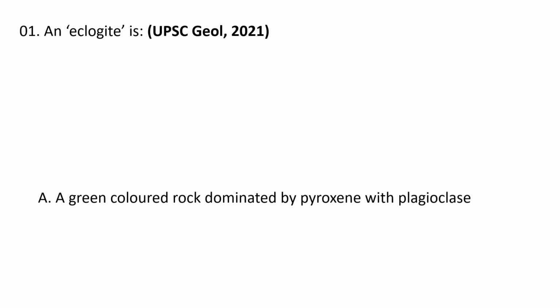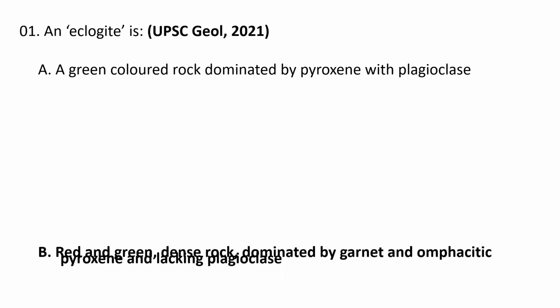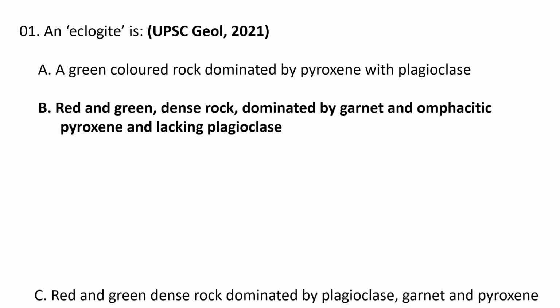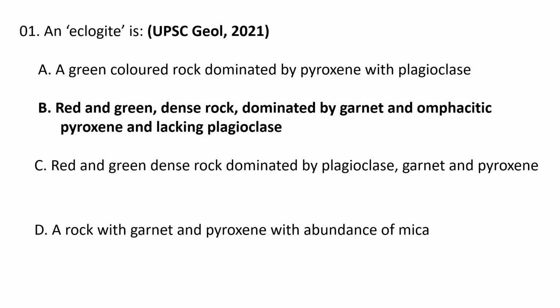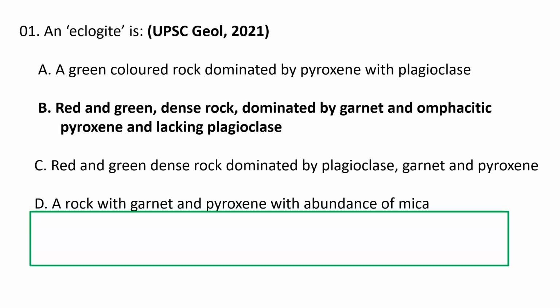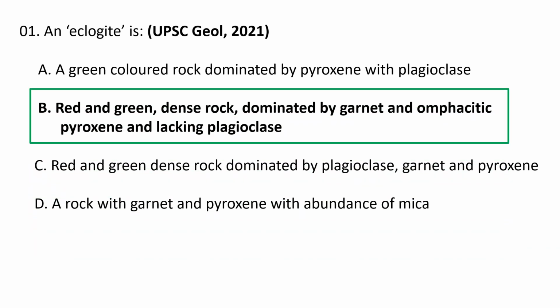This question was asked in the UPSC Combined Geologists exam 2021. An eclogite is: choices are A, a green colored rock dominated by pyroxene with plagioclase; B, a red and green dense rock dominated by garnet and ophiolitic pyroxene and lacking plagioclase; C, a red and green dense rock dominated by plagioclase, garnet and pyroxene; and D, a rock with garnet and pyroxene with abundance of mica. The correct answer is B, a red and green dense rock dominated by garnet and ophiolitic pyroxene and lacking plagioclase, is known as eclogite.